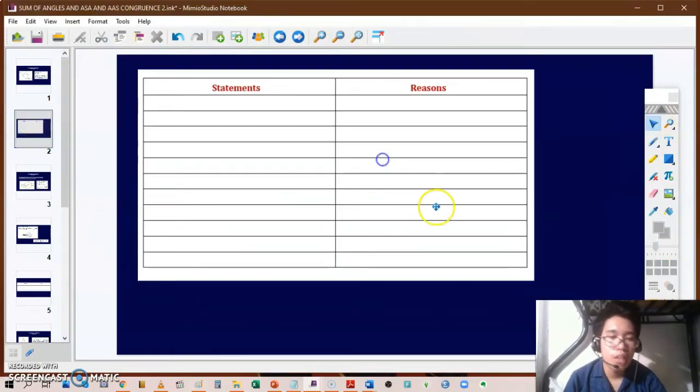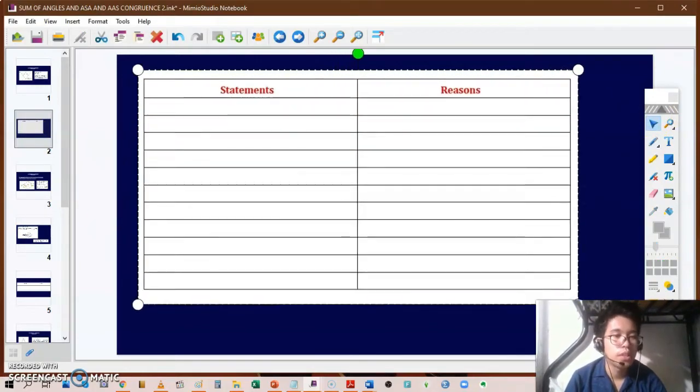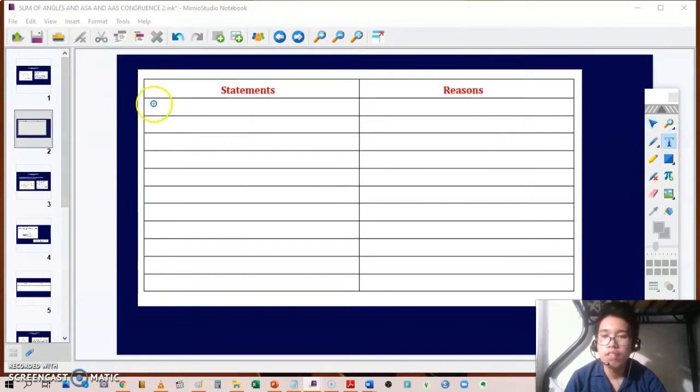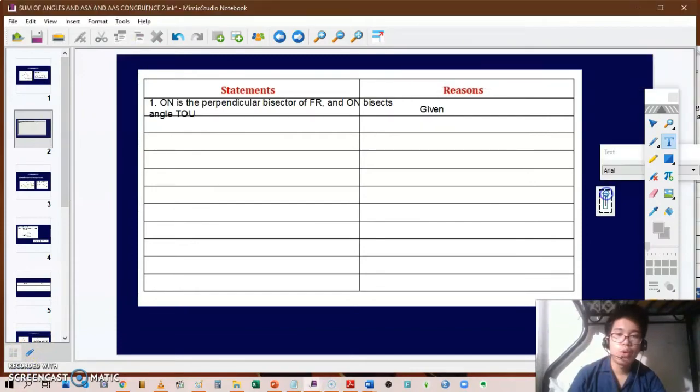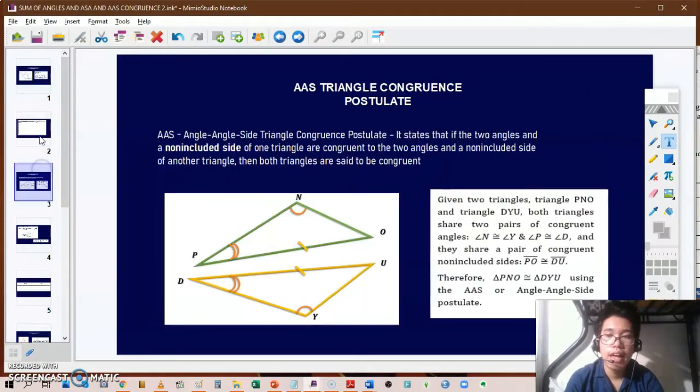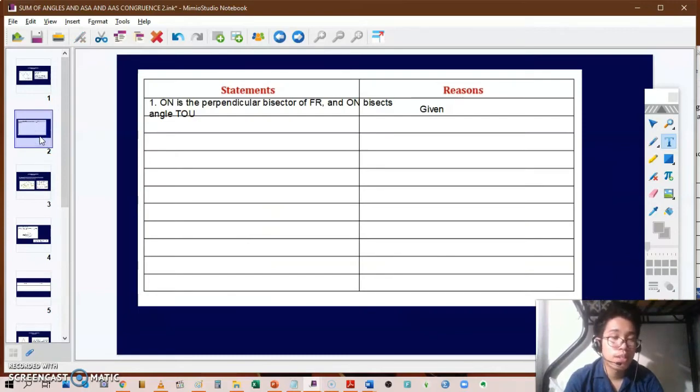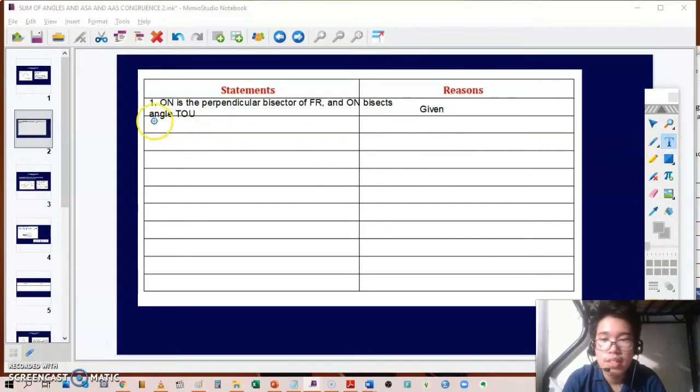Again, as with all proofs, we start with the given. So what's the given? We have here ON is the perpendicular bisector of FR, and ON also bisects angle TOU, and that's a given.